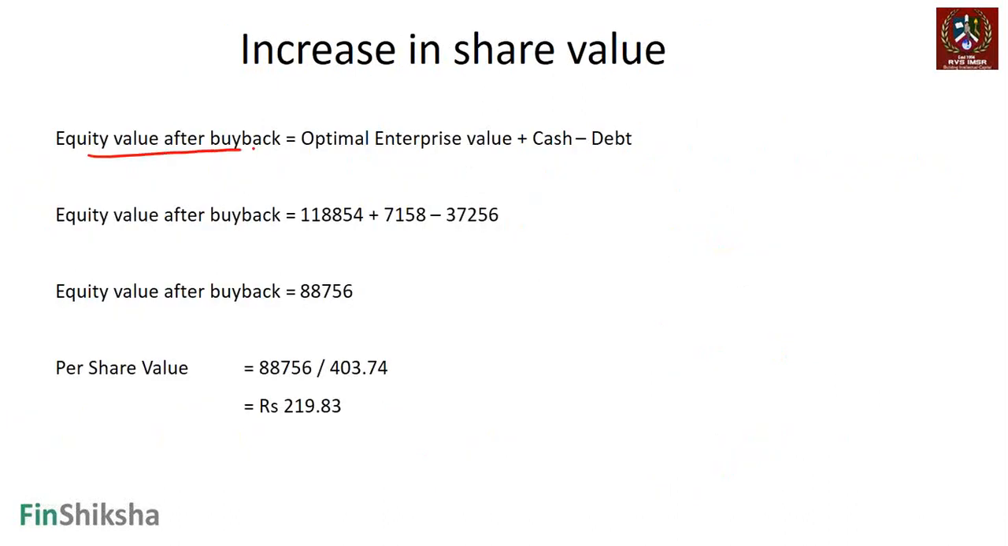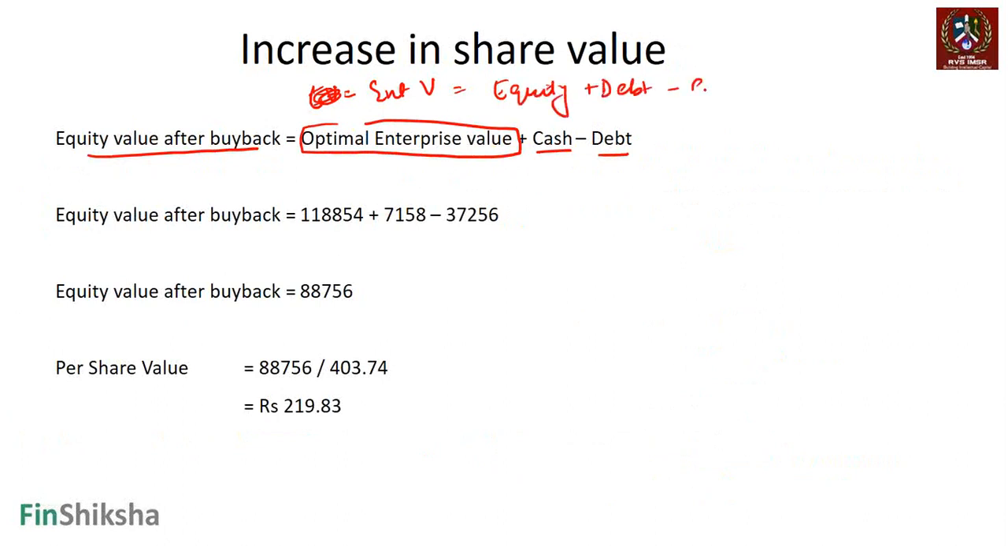Equity value after buyback is optimal enterprise value plus cash minus debt. Where do we get this? Enterprise value equals equity plus debt minus cash. We're just taking cash and debt to the other side. So it becomes enterprise value plus cash minus debt. That gives me the optimal equity value. Optimal equity value divided by the new number of shares is going to give me the per share value.